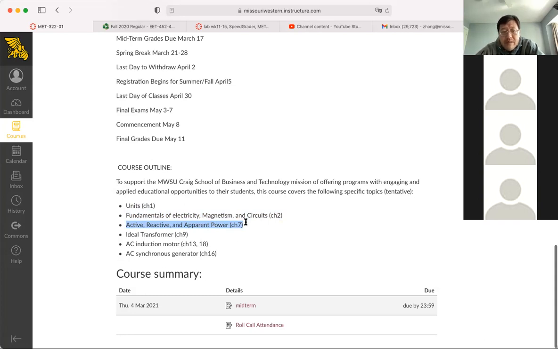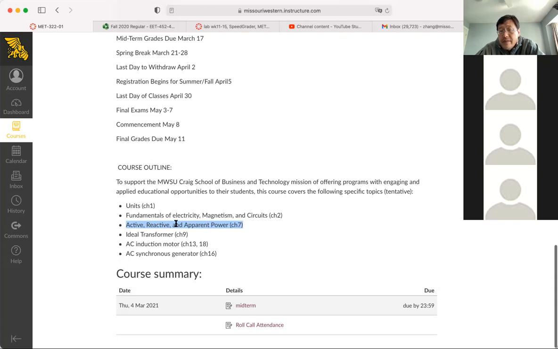When the utility company designs their network, they want to deliver the maximum amount of power. So they want to study power. In the case of DC, power is very simple. It's voltage multiplied by current. How about AC? AC, again, same thing, voltage multiplied by current.